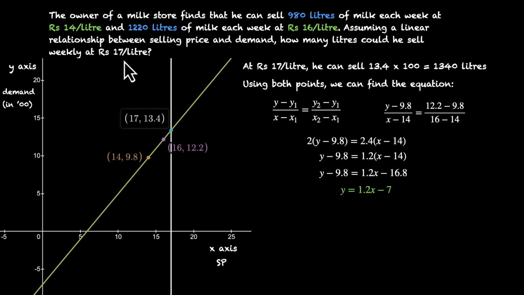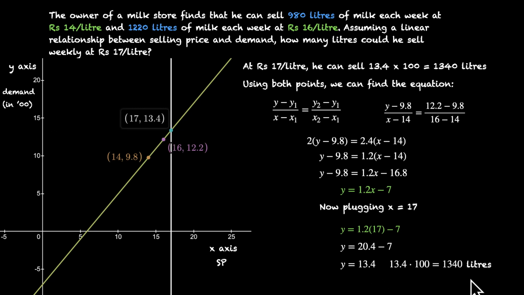Now we need to find the output at x equals to 17. So let's plug in x as 17. We get y equals to 1.2 times 17 minus 7. 12 times 17 is 204. So 1.2 times 17, that's 20.4. Y equals to 20.4 minus 7, that's 13.4. So the point is 17, 13.4. Now how many liters? To multiply this by 100, we get 1340 liters.